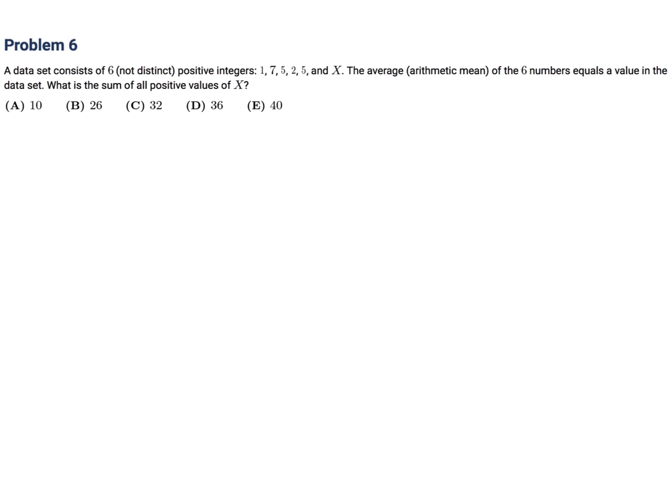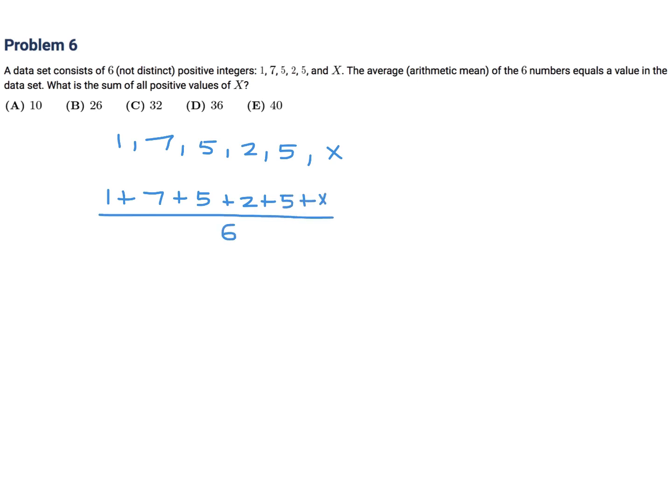A data set consists of 6 not distinct positive integers, 1, 7, 5, 2, 5, x. The average, arithmetic mean, of the 6 numbers equals a value in the data set. What is the sum of the possible values of x? All right. So we have 1, 7, 5, 2, 5 and x. And if we add them all up, 1 plus 7 plus 5 plus 2 plus 5 plus x, divided by 6, we will get the average.